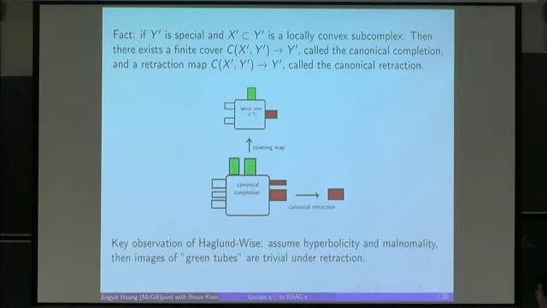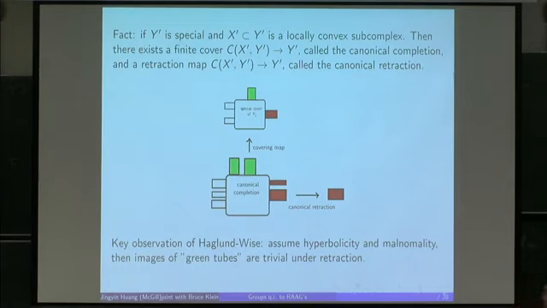Another key point, the key observation of Hagen and Wise in their paper, is that if we assume hyperbolicity and malnormality, then the images of this green tube are trivial. So here the malnormality is used to prove that the images of these good tubes are trivial under this retraction map. This is actually the most technical part of their paper, because what they do is we have some assumption on the universal cover. We know that in the universal cover different edge spaces have bounded overlap, and then we want to deduce from that assumption that downstairs we have trivial retraction images.